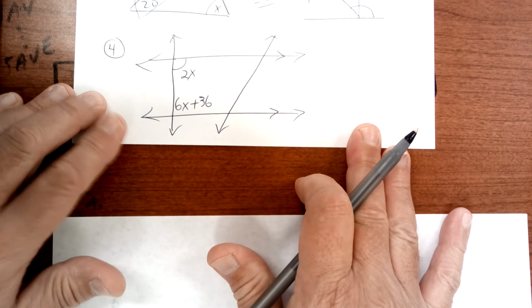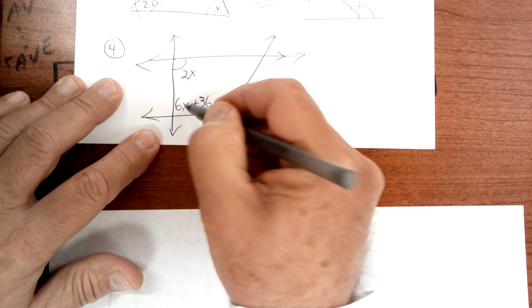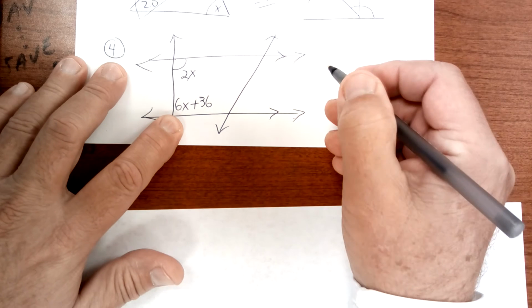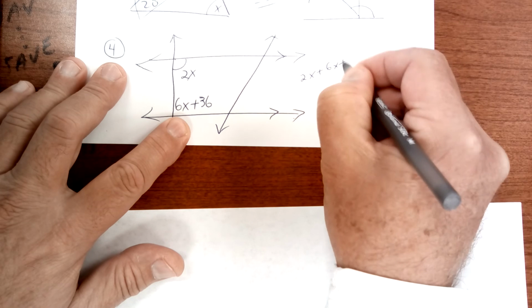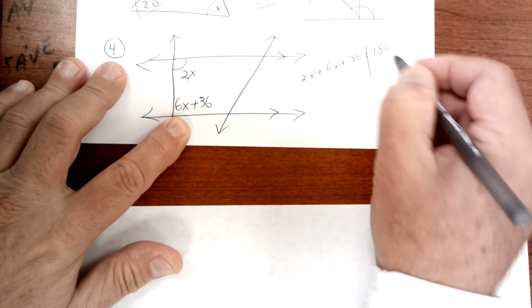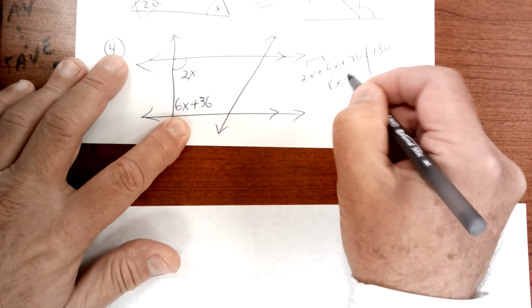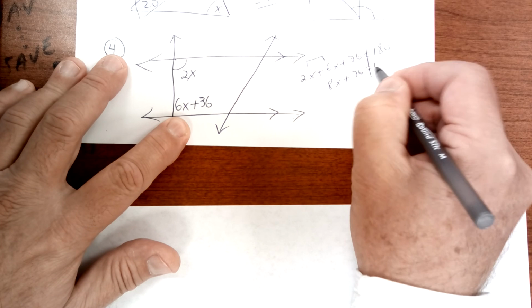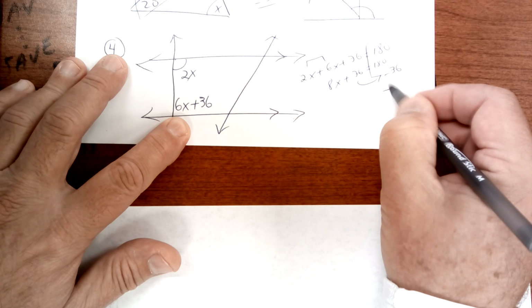All right, so these two, the lines are parallel, so these two are called same side interior, SS. So 2x plus 6x plus 36 is equal to 180 degrees. And this is on your worksheet as well. So that gives me 8x plus 36 is equal to 180. So I'm going to subtract 36 and divide by 8. Do that right now.